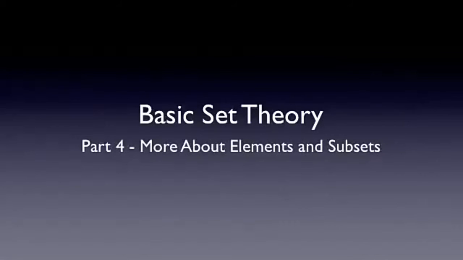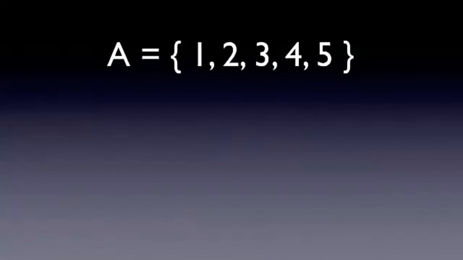In this video, we'll go into a little bit more detail about elements and subsets. Let's review the notation that we introduced earlier. If we want to say that something is an element of a set, we use this notation. Here we are saying that the number 5 is an element of set A. If you want to say that something is a subset of another set, we use this notation.